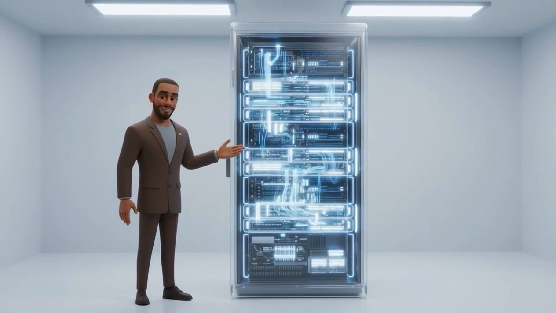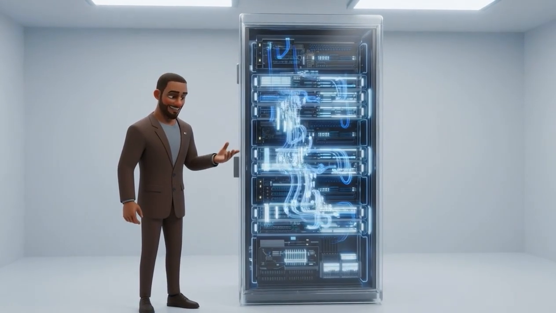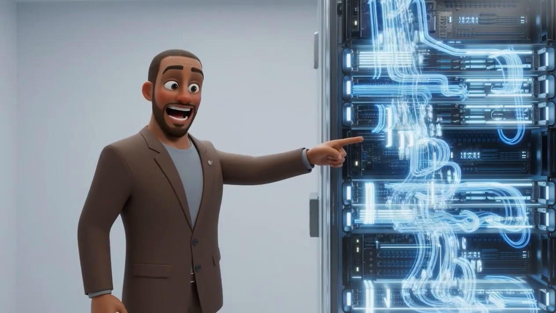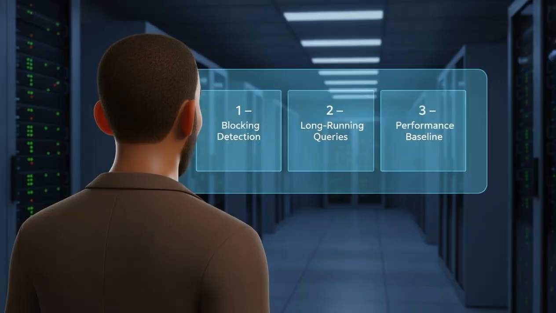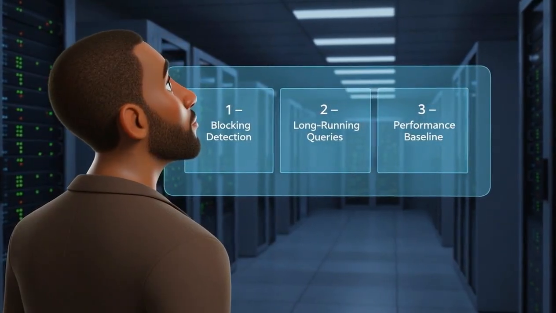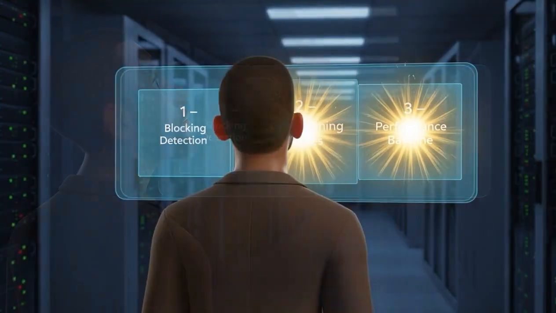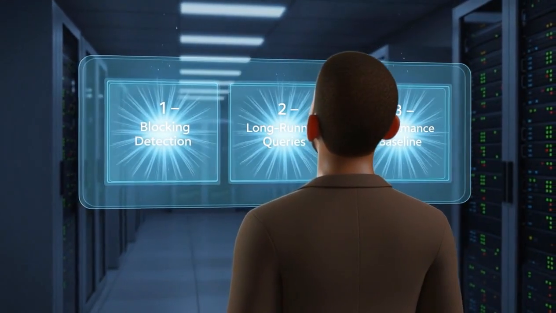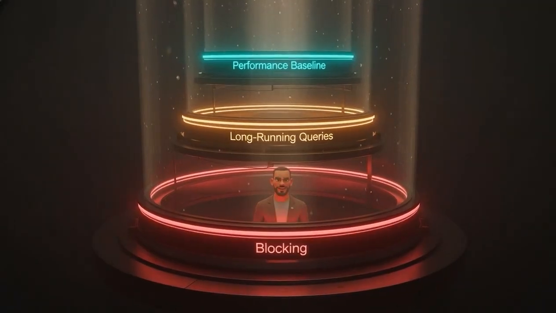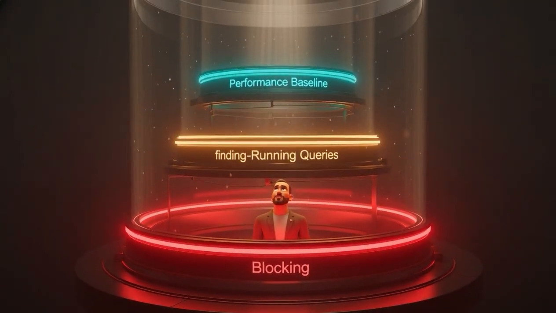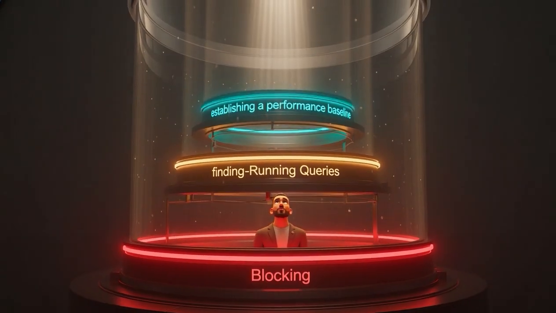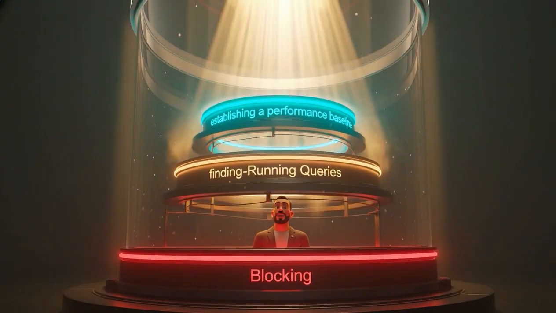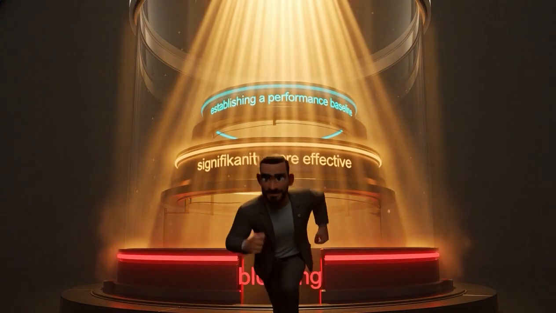DMVs are system views that expose internal SQL Server runtime state and performance data. They're like an X-ray machine for your SQL Server, showing you exactly what's happening under the hood at any given moment. In this video, we'll cover 3 of the most critical DMV use cases every DBA needs to master: detecting blocking, finding long-running queries, and establishing a performance baseline. These 3 skills alone will make you significantly more effective at diagnosing and resolving SQL Server performance problems.